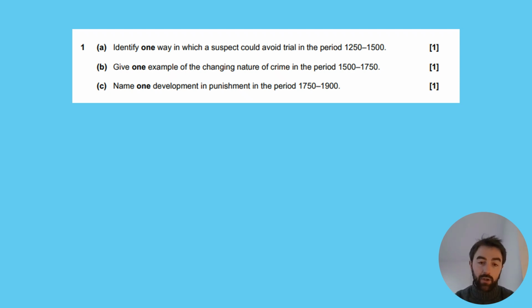Say, for example, if you look at 1A, identify one way in which a suspect could avoid trial in the period 1250 to 1500, the medieval period. If you get a question about punishment in that time period, you can use the answer to 1A in that question. Likewise, 1B, give one example of the change in nature of crime in the period 1500 to 1750. If you get an 18-marker asking you to delve into crime in the early modern period, you can use the answer that you put for 1B in your 18-marker. So these are designed not only to get you going for the exam, but can also give you a couple of good ideas to use later on.